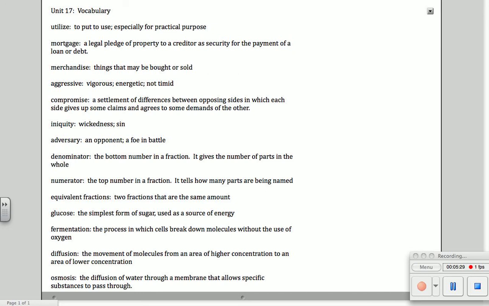Diffusion of water through a membrane, so like a cell membrane with a plant or an animal cell, that allows specific substances to pass through. So once again, osmosis is the diffusion of water through a membrane, and that really is the key, through a membrane. It only allows specific substances to pass through.